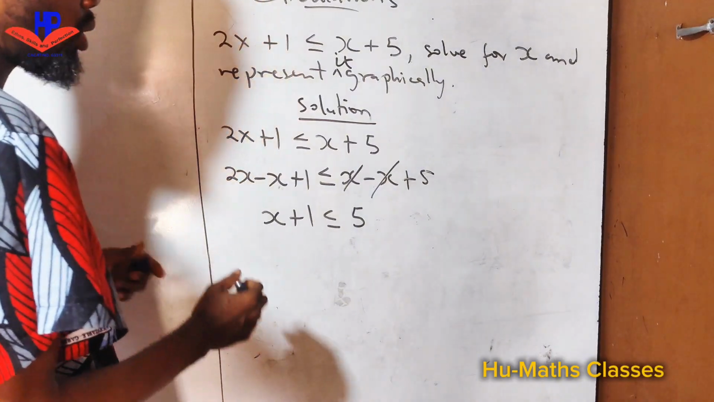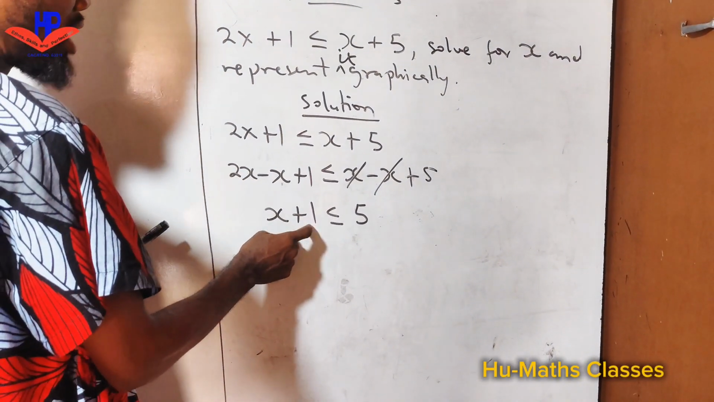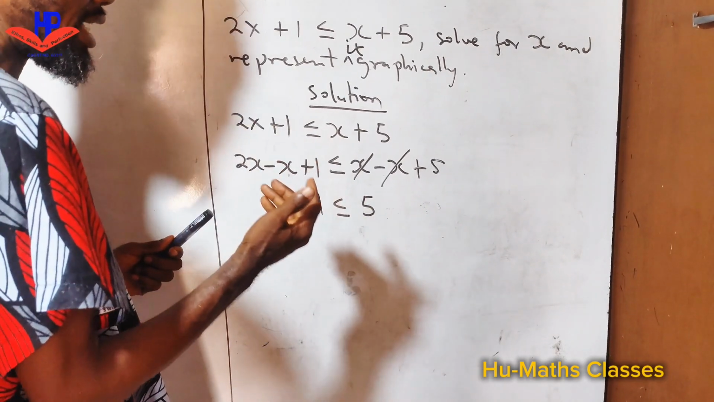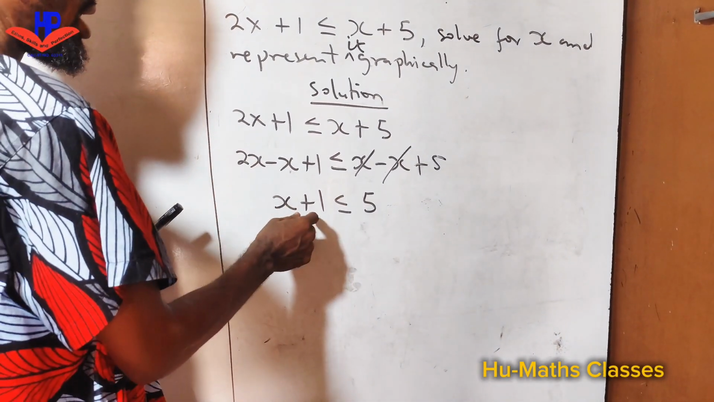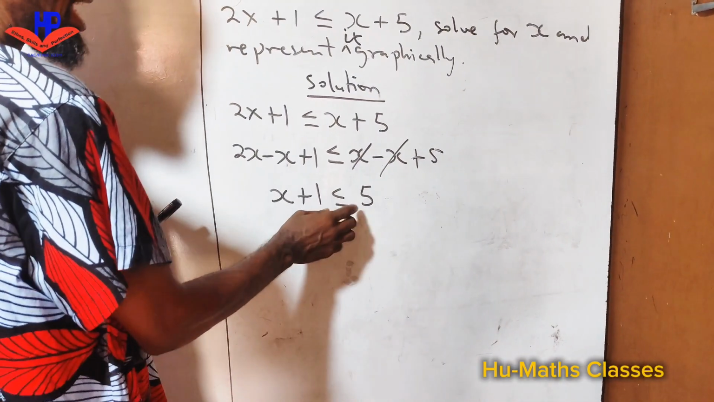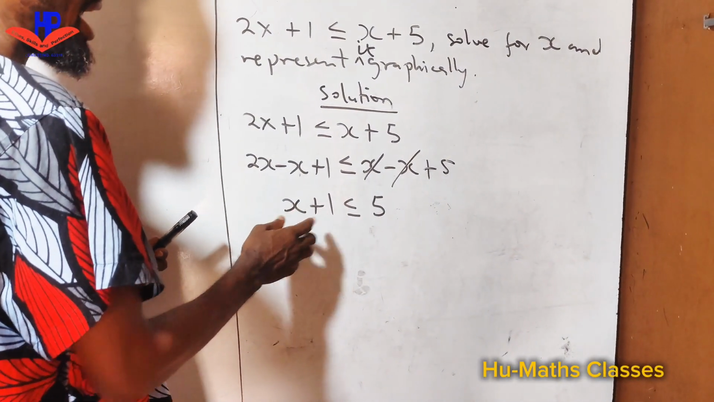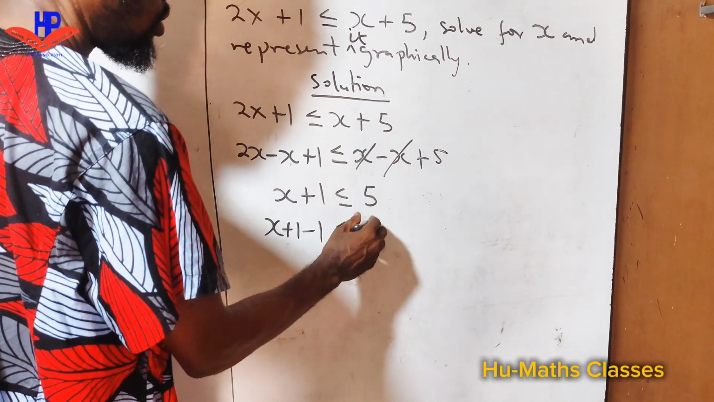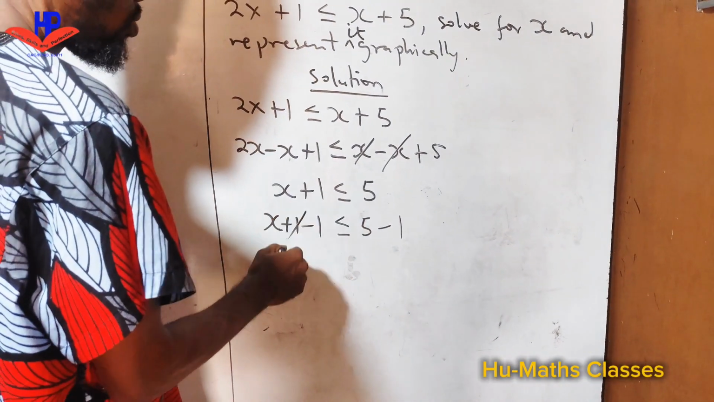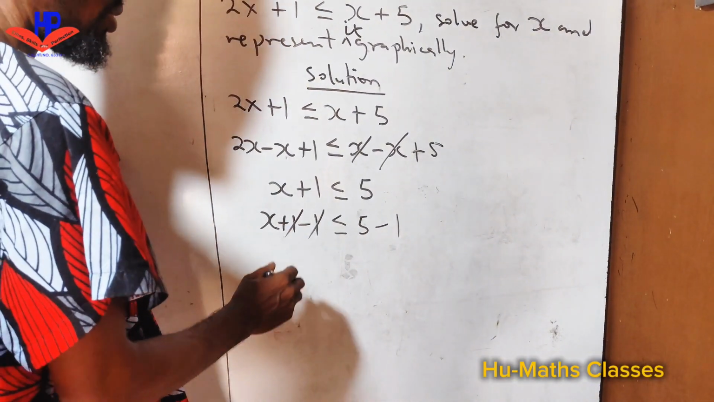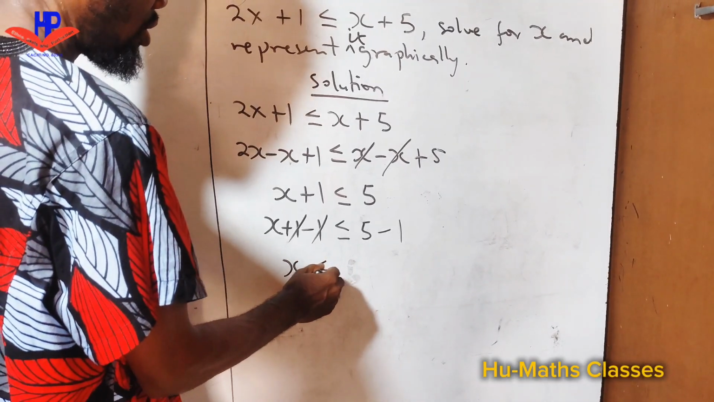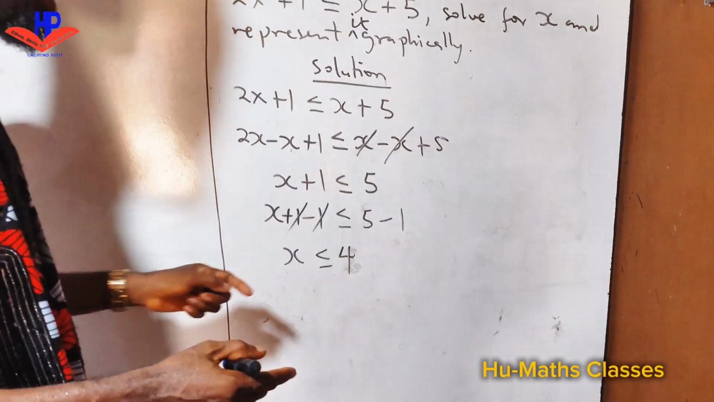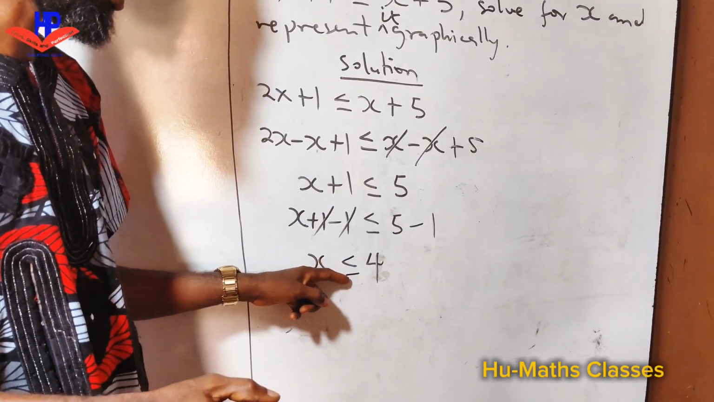Now to make x stand alone, I will need to take this plus 1 to the other side. Remember, we've dealt with the rule about adding c to both sides with the sign remaining the same. So if I subtract 1 from both sides, the sign will not change, but the 1 will be eliminated from this part. So we have x plus 1 minus 1 less than or equal to 5 minus 1. Plus 1 minus 1 is already out, that is 0. So we have x is less than or equal to 4, because 5 take away 1 is 4. So our final answer is x less than or equal to 4.